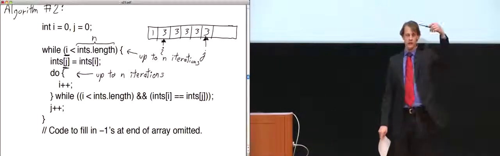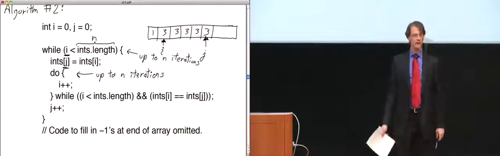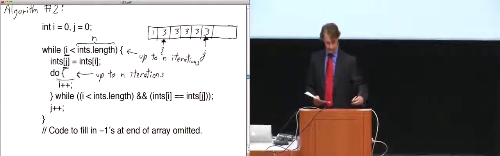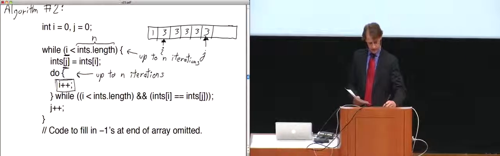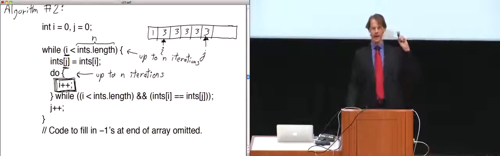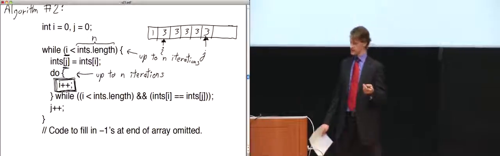So it looks like the outer loop can iterate n times, the inner loop can iterate n times, so that's n squared, right? Well, sometimes looks can be misleading because algorithms can be more sophisticated than that. The important thing to notice about this algorithm is that every time you do an iteration of the inner loop, I increases. So we always manage to move one of the indices forward.